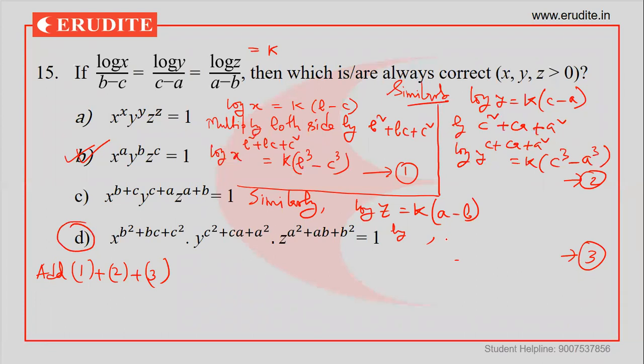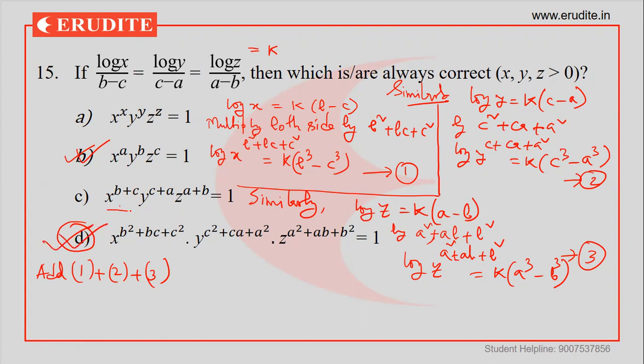Same thing if I do it by this one, similarly, then by which value am I multiplying, a square plus ab plus b square, and that would be log of z to the power a square plus ab plus b square, and this one will be k into a cube minus b cube. Now you please see that 1, 2, 3, if I add it up, the right hand side will be equal to 0, so it should be 1. That means again this option d is actually satisfying.